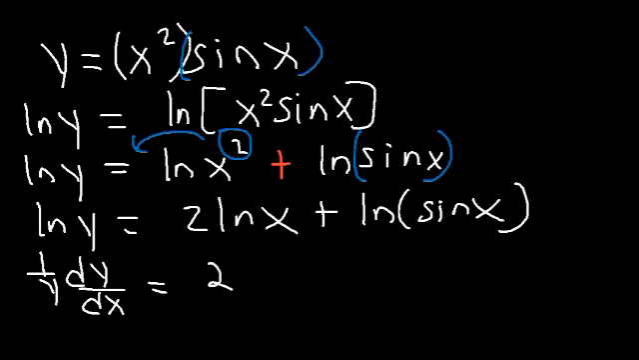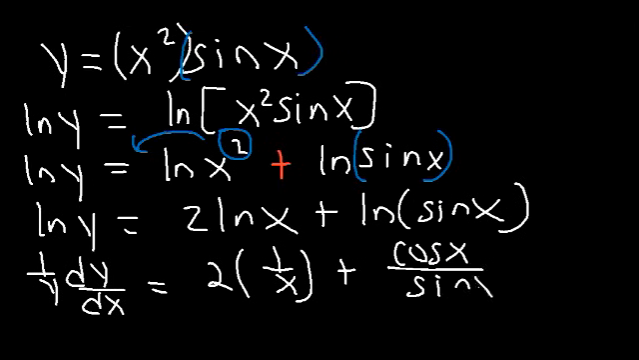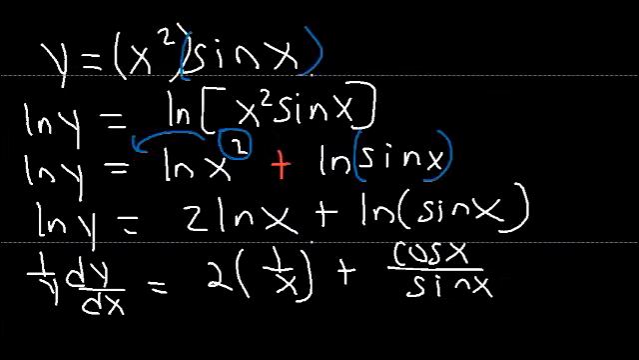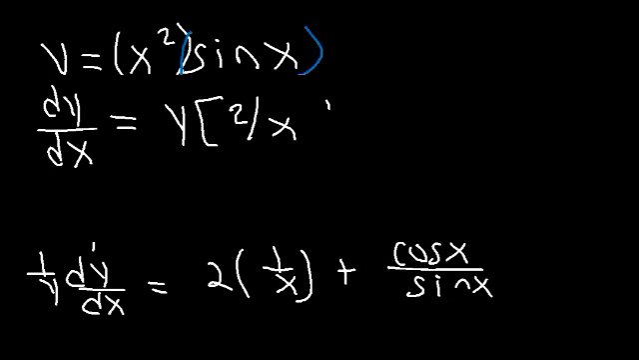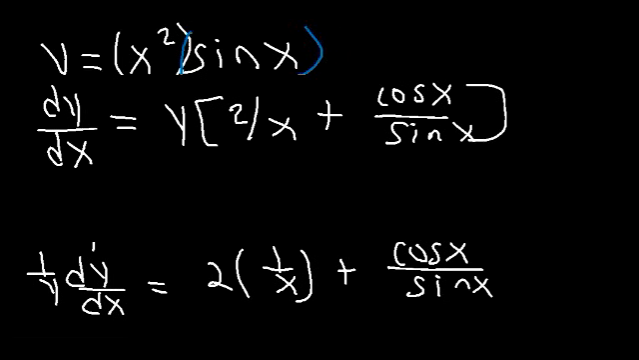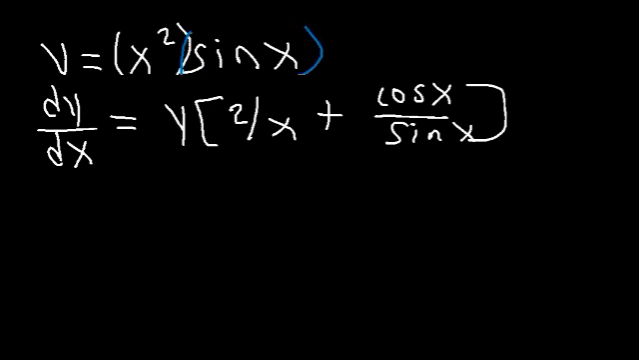The derivative of ln x is simply 1 over x, but times 2. And the derivative of ln sine x, the derivative of sine is cosine divided by the original sine. So now let's multiply both sides by y. So dy/dx is equal to y times 2 over x plus cosine over sine. And y is x squared sine x.